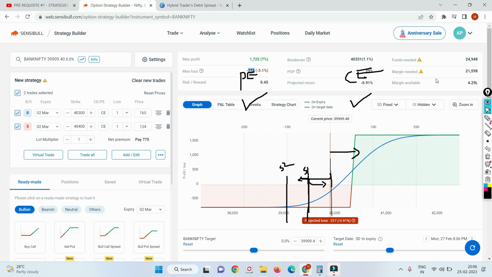So what I can do is either get the 30 points from the call side or the 30 points from the put side, right? Option 1, option 2. All right, guys, I'll try to show you. I'll go for the put side exactly when it is taking a U-turn from this support.